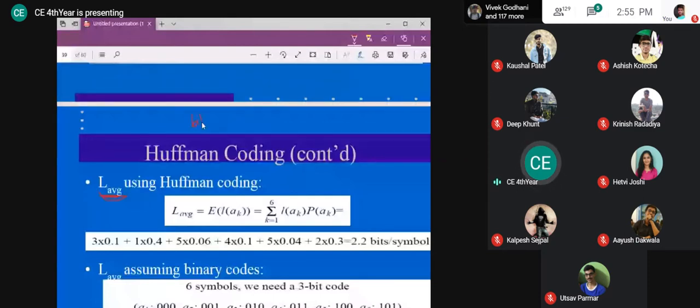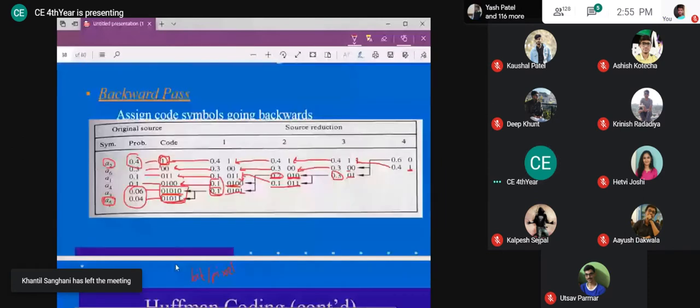If my pixel value is A2, then I am representing it with 1 bit only. But if my pixel value is A5, I am using 5 bits to represent that A5 pixel value. But on average, how many bits per pixel am I using? For that, you know the formula: the length and the probability of occurrence of that length.